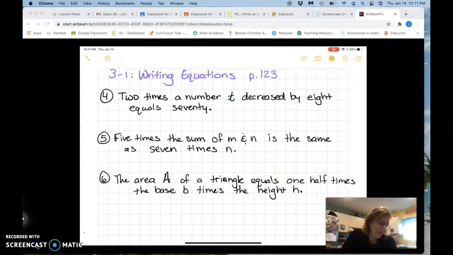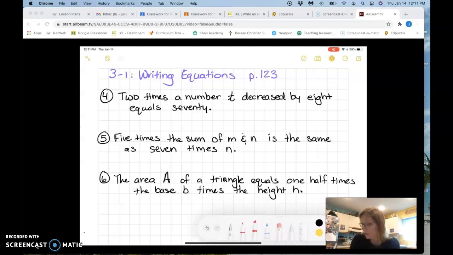For numbers 4 and 5, it says translate each sentence into an equation. So I have to read the sentence and then I have to turn it into an equation. Remember, an equation has an equal sign. And the word in the sentence that tells us where to put the equal sign is either going to be equals, obviously, or remember the word is means equals when you're doing math, okay? So you're going to look for is or equals, and that's where your equal sign is going to go.